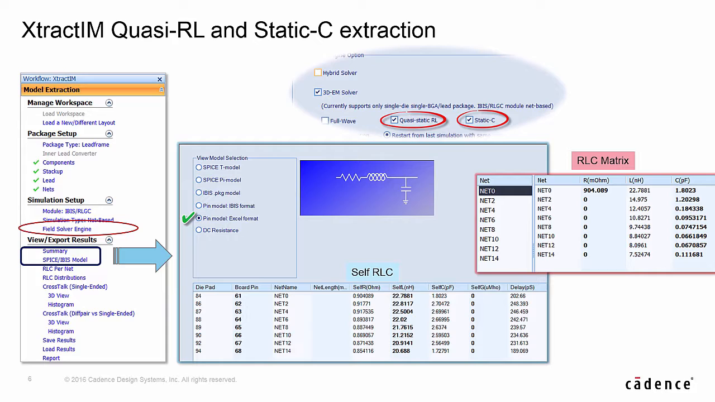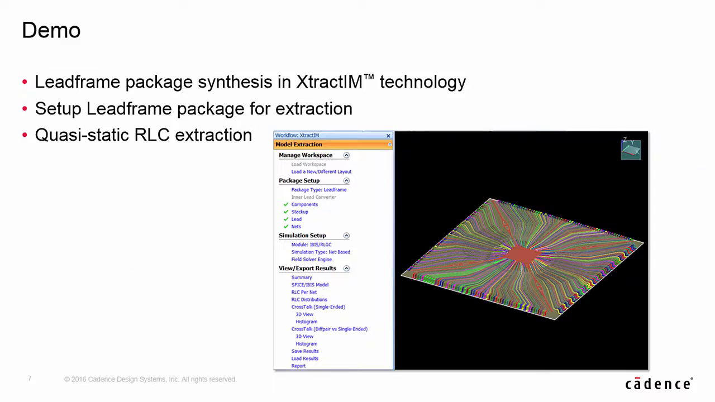When selecting both quasi-static resistance inductance and static capacitance solver options together, it provides more comprehensive reports. In addition, with the full RLC matrix and self-RLC table, it also provides RLCK-based SPICE model and IBIS model for time domain transition analysis. In this demo, I'm going to introduce lead frame package synthesis flow in XtractRM, set up out-lead profile to complete the 3D structure for extraction, and introduce quasi-static RLC extraction.